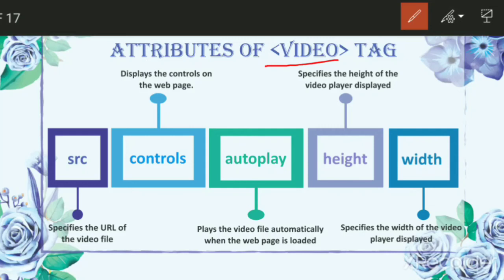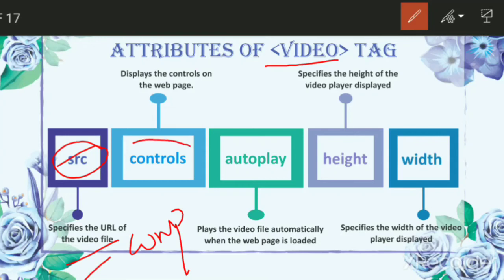So when we talk about the video tag, we have 5 different attributes. The first attribute is source. Source specifies the URL or location of the video file, that is, where it is stored in the computer. In this you have to give the complete path, only then the video file will be inserted on the web page and it will work properly.